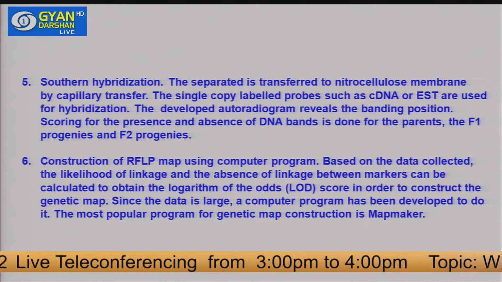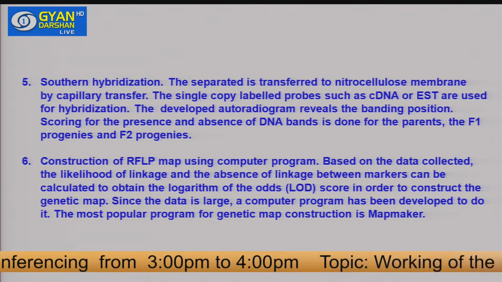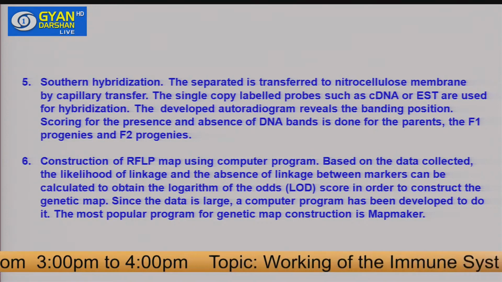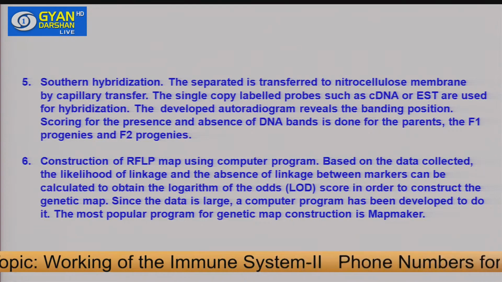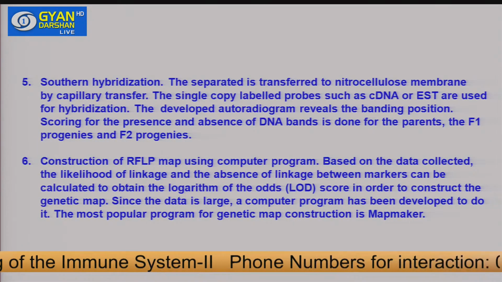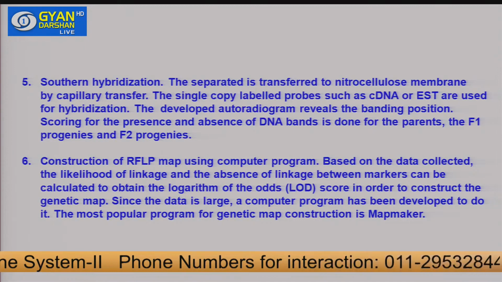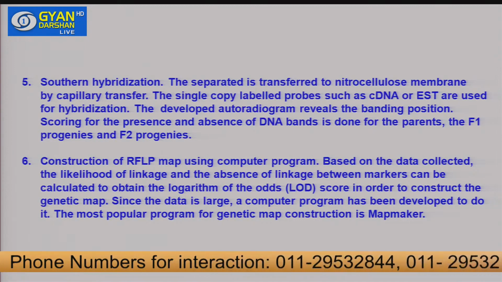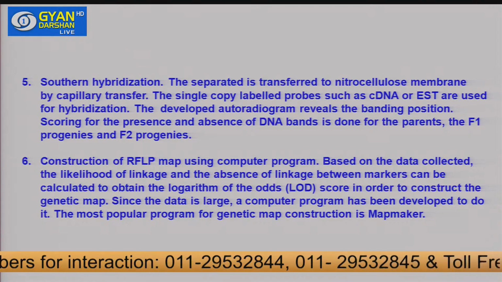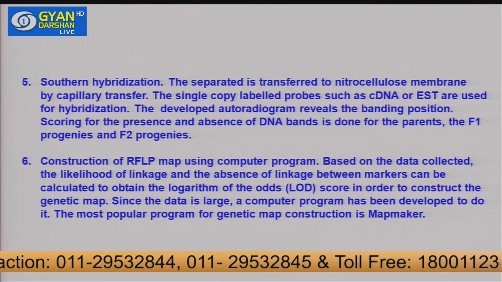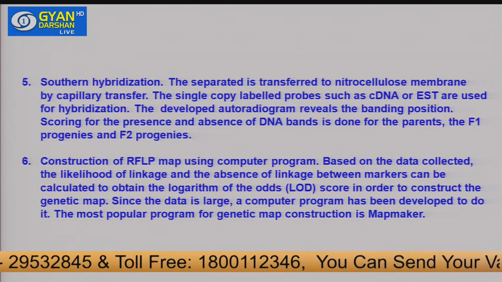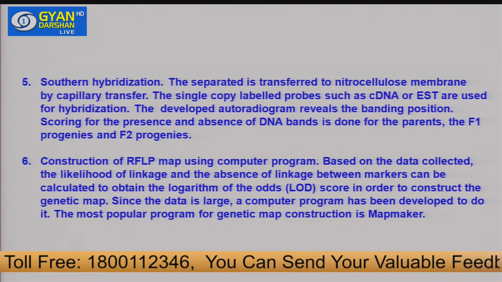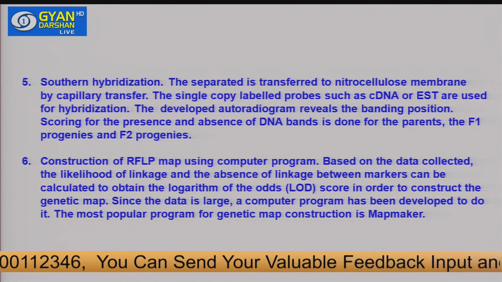Scoring for the presence and absence of DNA band is done for the parents, the F1 progeny and the F2 progeny. So you can find out what is the source. You can compare the parent, the F1 progeny, the F2 progeny, compare the profile and then find out how close they are. You can even check the evolutionary distance or evolutionary affinity using this RFLP technique or RFLP mapping.